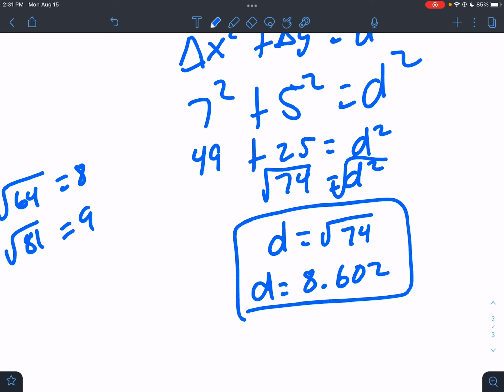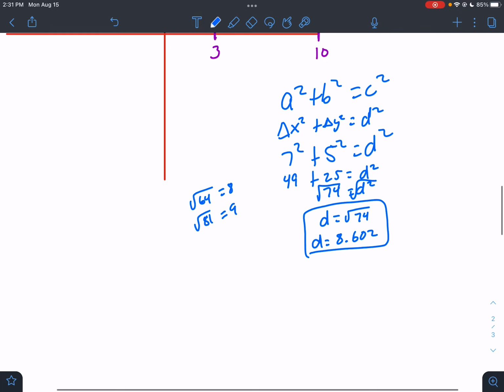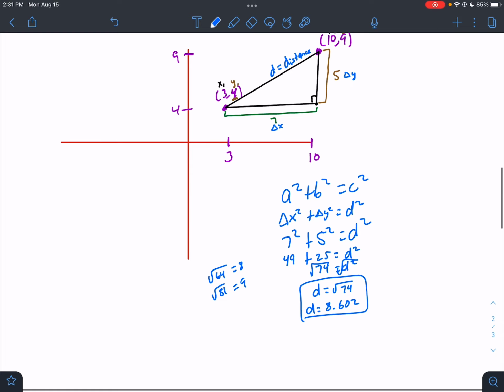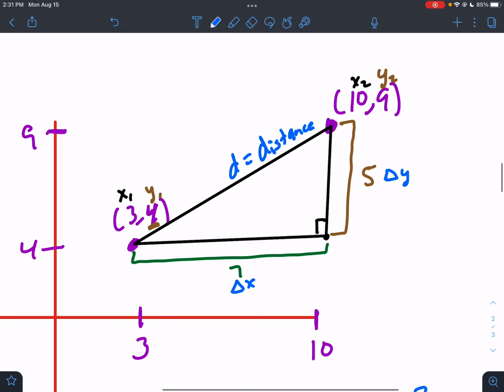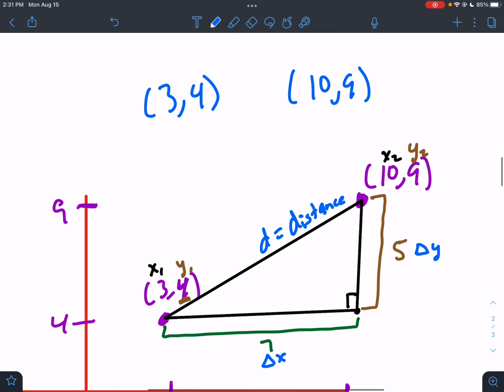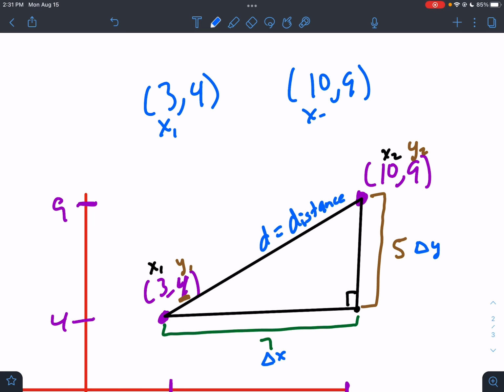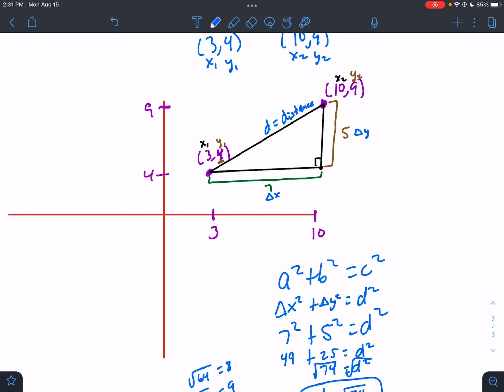Both of these are good. Square root of 74 is a little bit better. That's the exact answer. 8.602 is the rounded answer. So let's talk about that process again. We have our two coordinates, 3, 4, and 10, 9. And what did we do? We figured out how far apart are the x's. 3 to 10 was a distance of 7. We figured out how far apart are the y's. 4 to 9 was a distance of 5. And that was like my base and my height of a right triangle.